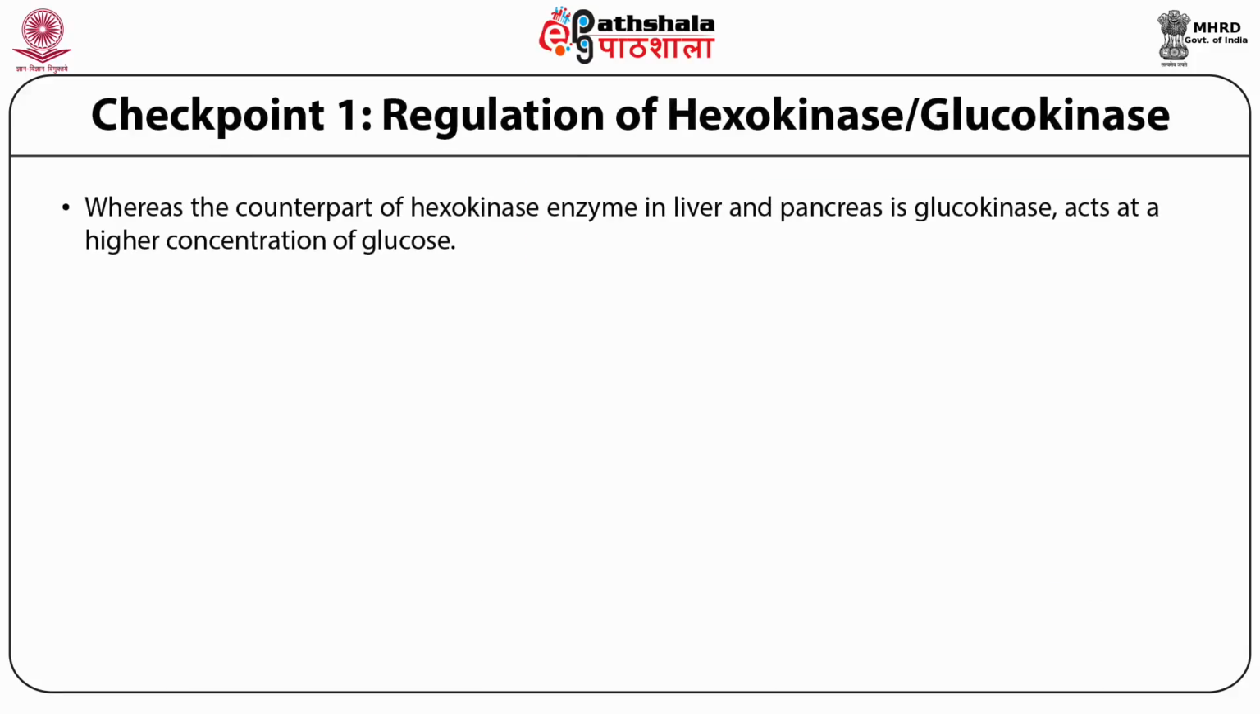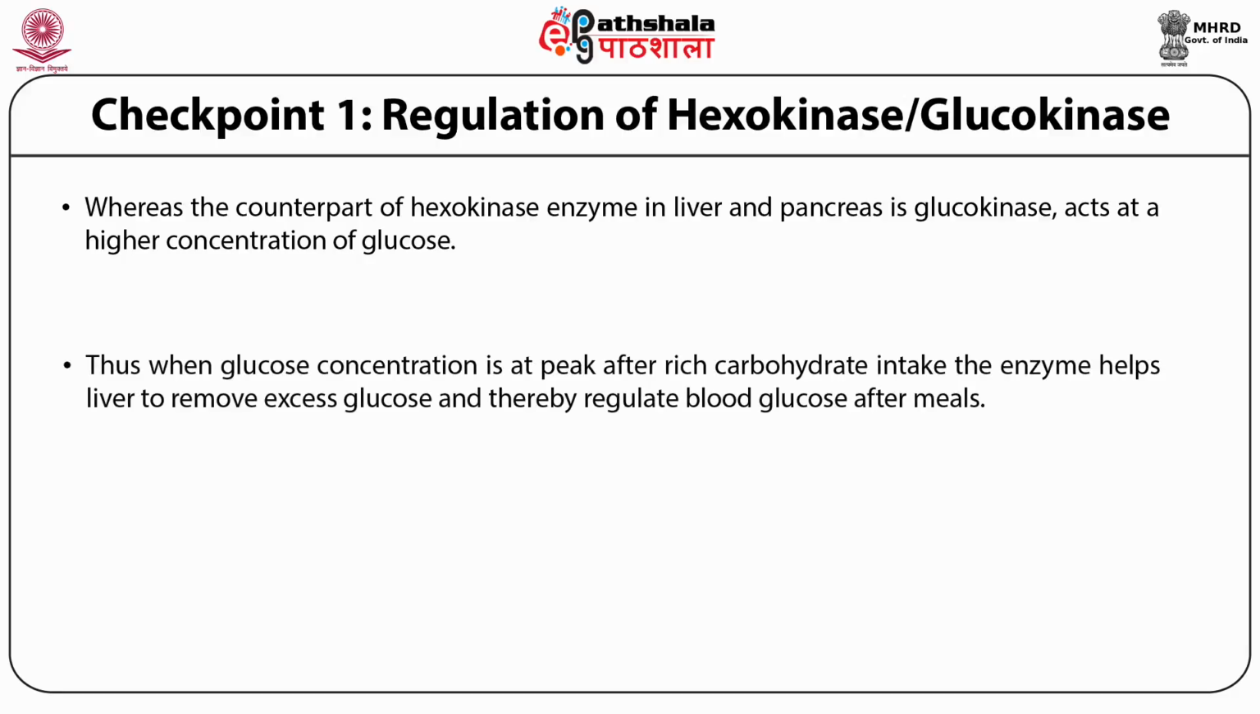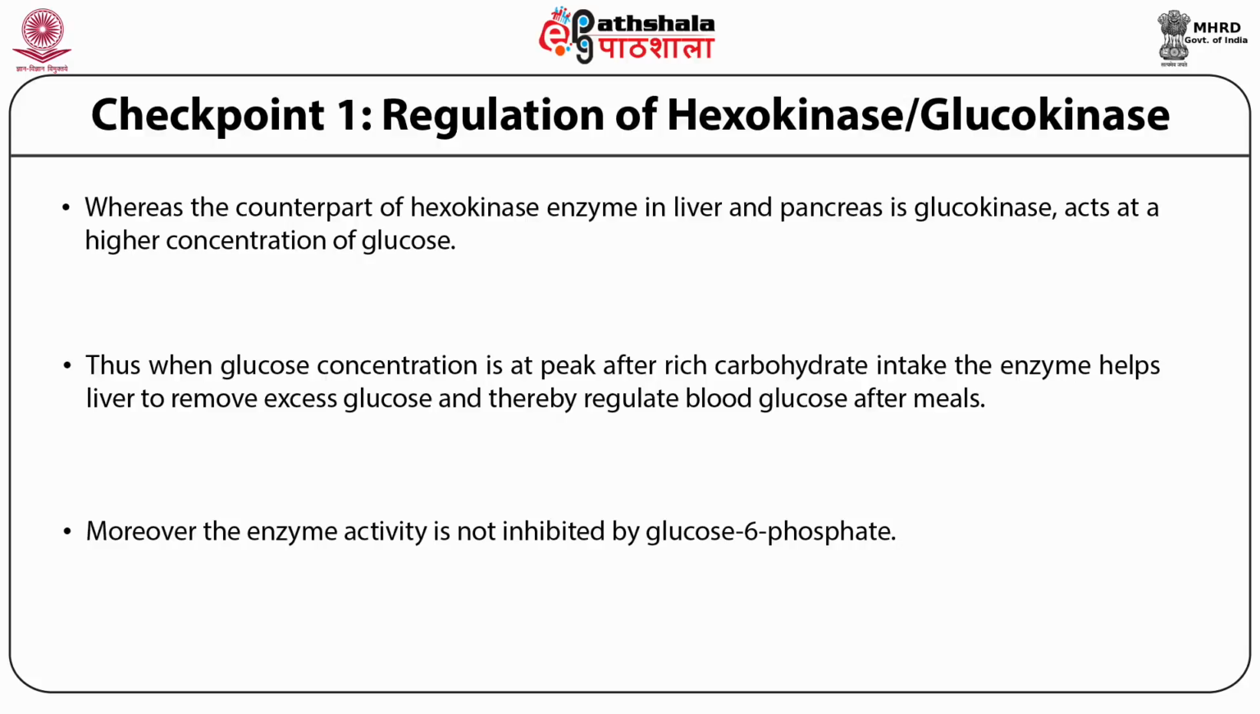Whereas the counterpart of hexokinase enzyme in liver and pancreas is glucokinase, which acts at a higher concentration of glucose. Thus, when glucose concentration is at peak after rich carbohydrate intake, the enzyme helps the liver to remove excess glucose and thereby regulate blood glucose level after a meal. Moreover, the enzyme activity is not inhibited by glucose 6-phosphate.